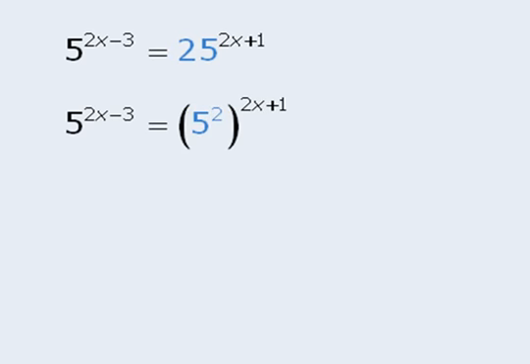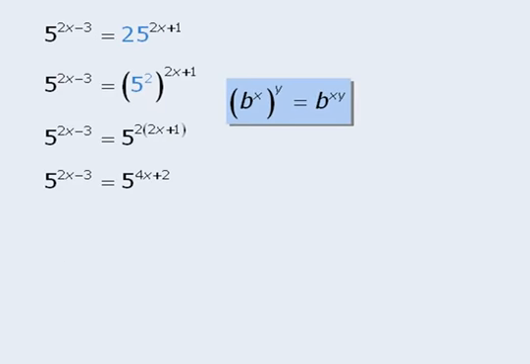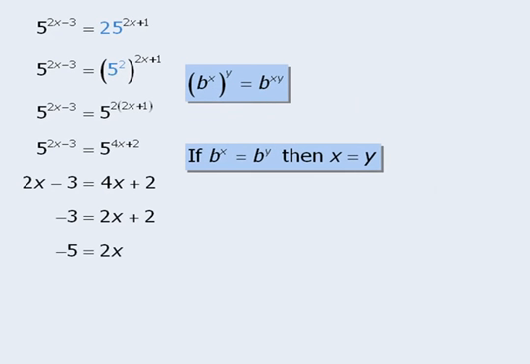Now let's simplify the right-hand side. Since we have a power of a power here, we can apply the power of a power rule to see that the right-hand side simplifies as follows. We can now expand the exponent on the right-hand side, and now that our bases are equal, we can apply our rule here to see that the exponents must be equal. To solve this equation for x, we'll first subtract 2x from both sides, then subtract 2 from both sides, and then divide both sides by 2 to get x equals negative 5 halves.